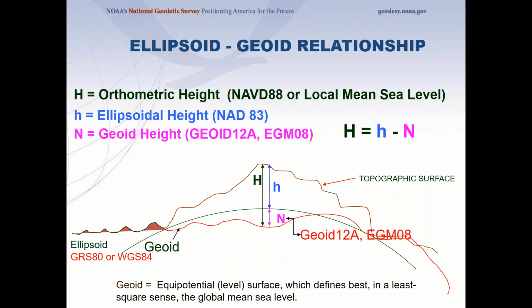And the way we determine this is through modeling. This is a model that we've developed over the years, and when we get more and more gravity data, we can make the model more accurate. So now we're using model GEOID12A or 12B. And if you're outside the CONUS and outside the United States, you'd use EGM08, which is a model developed by the DOD. So with this, we can determine the orthometric height, and that is the ellipsoidal height minus the geoid height.